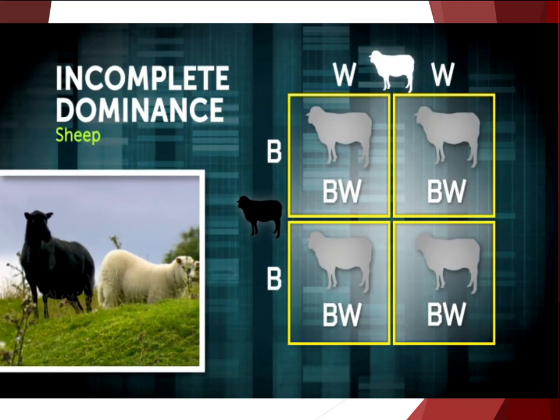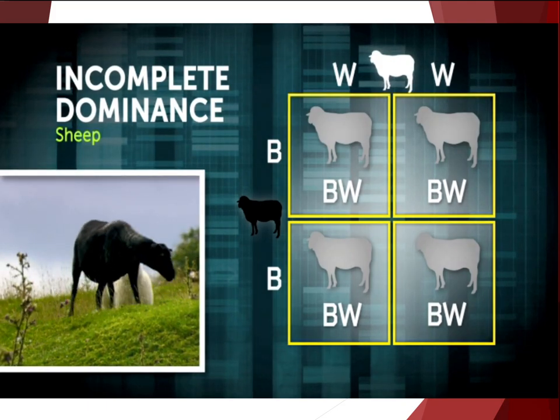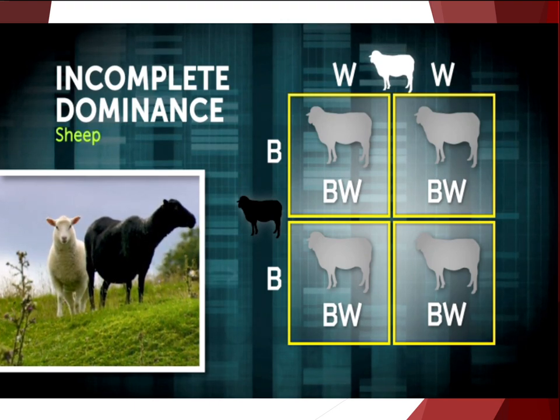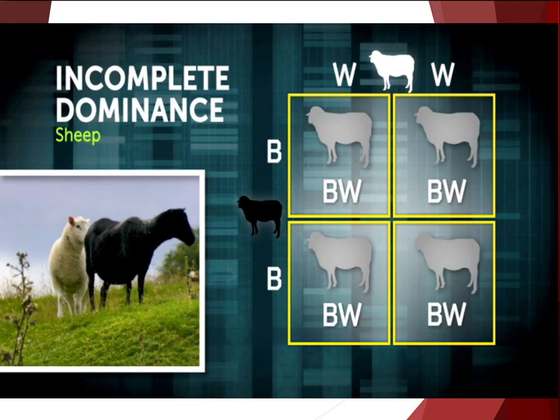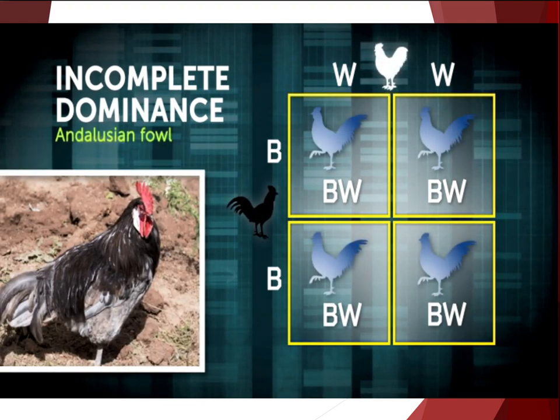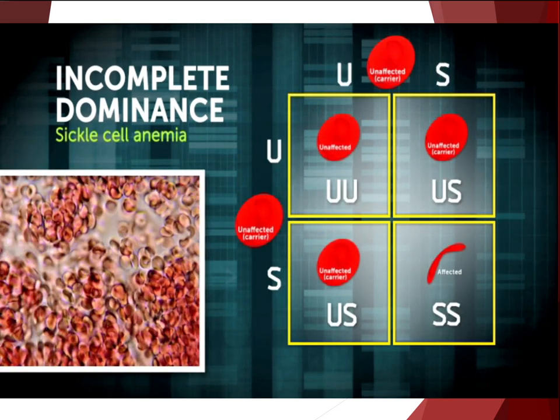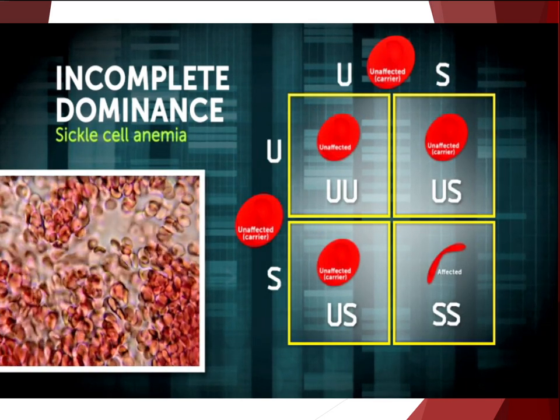Here are just a few other examples of incomplete dominance in the natural world. The combination of black and white homozygous sheep produces gray sheep and heterozygous offspring. Andalusian fowls are another example where homozygous black and white parents can produce heterozygous offspring that are blue. In humans, sickle cell anemia is an example of incomplete dominance.